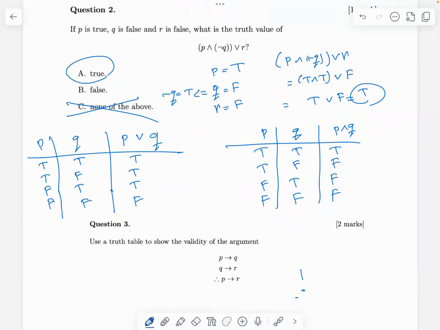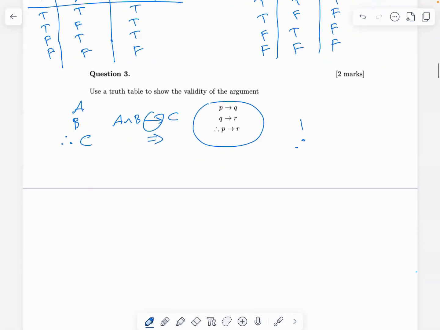Oh, what is the meaning of this one? A, B, and three dots here, C. This means A and B, then C. And you need to prove that this one will be this guy. Means all of the related columns is T, T, T, T.